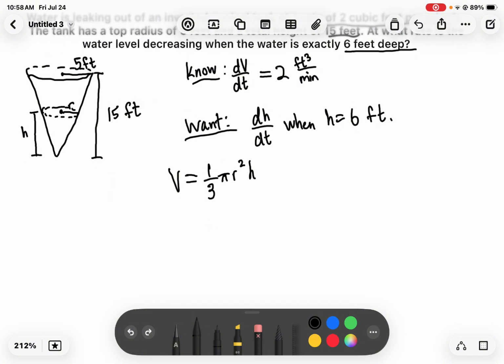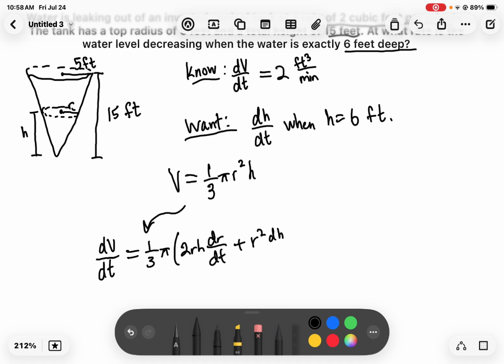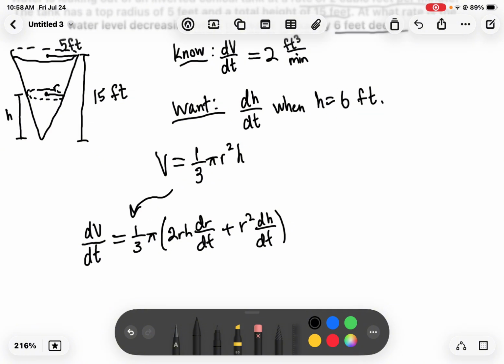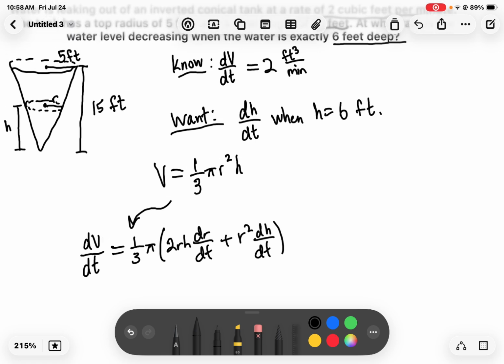Now we have to be very careful though, because let's say we just differentiated right away from this equation. We get that dV/dt is equal to 1/3 pi times 2rh dr/dt plus r squared dh/dt. This is what would happen if we differentiated right away. And notice that we have more unknowns than what we know. So we know dV/dt, right?